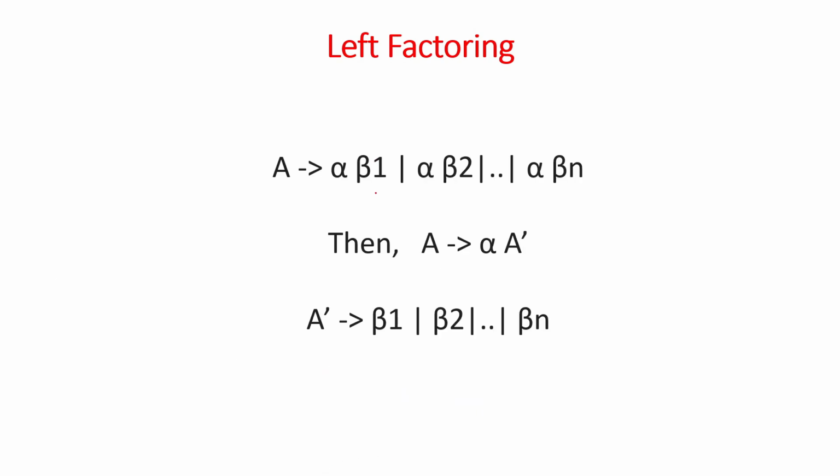This one is the format that we have seen here. Let's say alpha is common multiple times, but along with it the beta part is different. If this is the scenario, then we're going to format it in these two ways. Here A equals alpha A prime, where alpha is the common part in all the expressions, and A prime will be the beta parts that are different in all the terms.